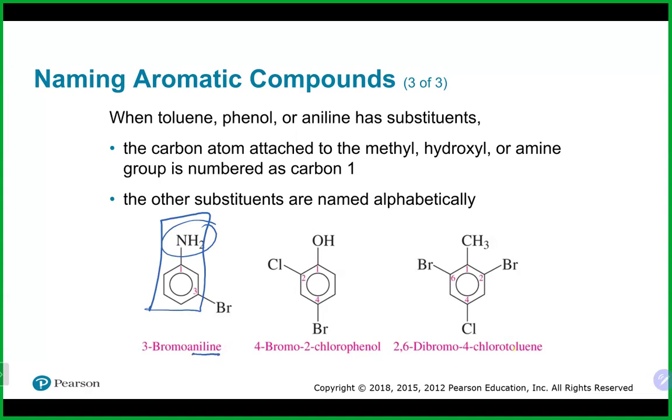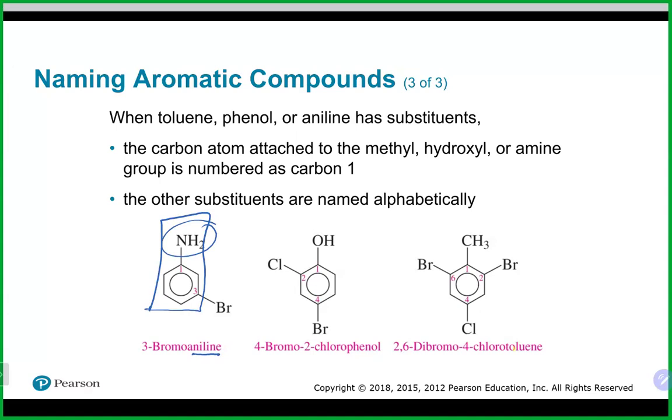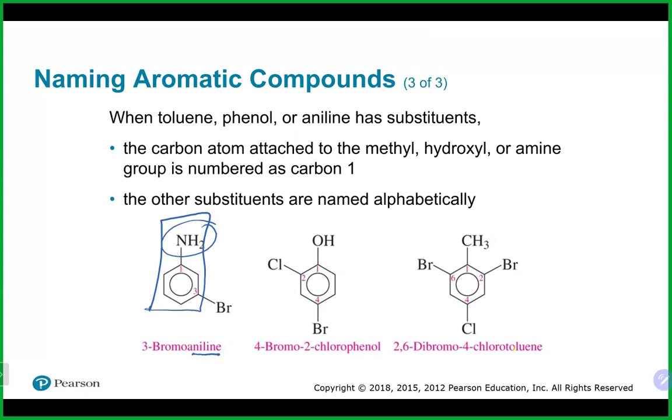Because that's all part of the major chain and that's an important group, that's going to be carbon number 1, where that group is located. That's where we want to start numbering here. Go 1, 2, and then 3. And this would be 3-bromoaniline in this case. And again, we would number or name the group just like normal.